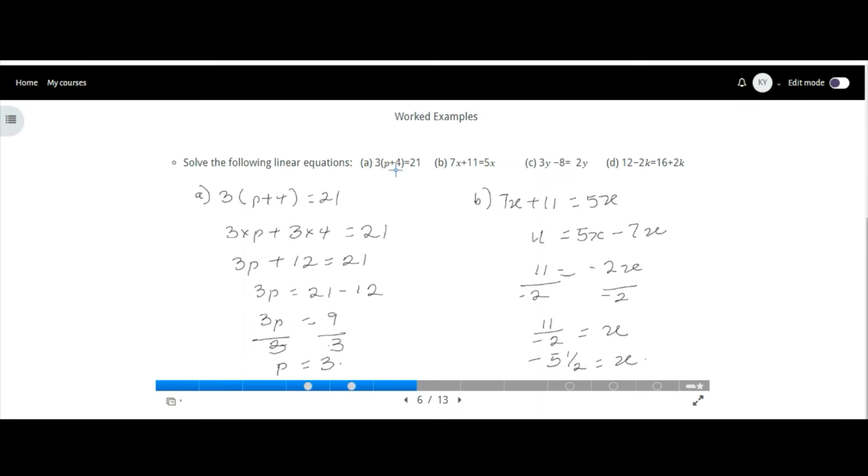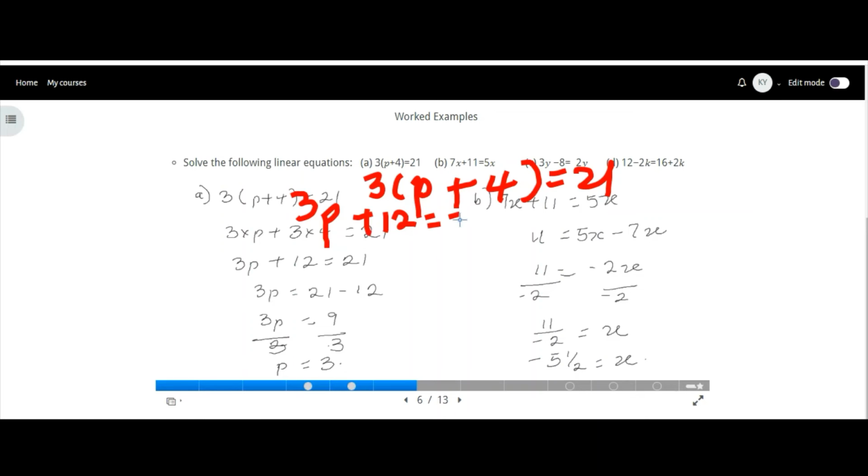Let's pick the first one. 3 into brackets, we have p here plus 4 equals 21. So we have to multiply 3 with what we have in the bracket. 3 times p will give us 3p, and 3 times 4 is 12. Then we have plus 21.